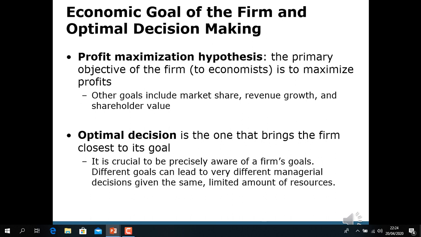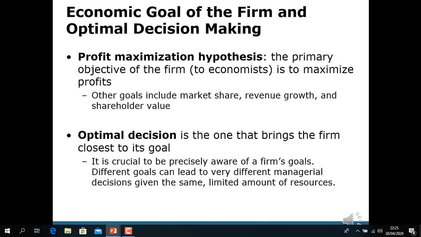Next, if we discussed earlier that the ultimate goal of a company is maximum profit, then the question is, how can the company achieve that goal? There is an initial thought and there is some argumentation and hypothesis that maximum profit is the most common initial argument that must be done. Besides that, there are also other objectives such as market share growth, revenue growth, shareholder value, and so on.